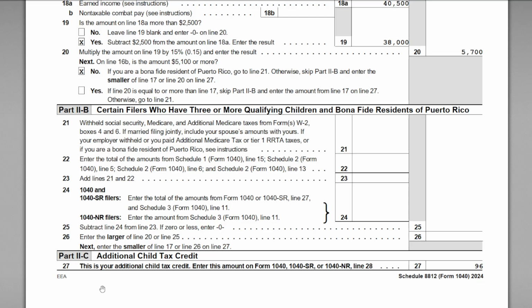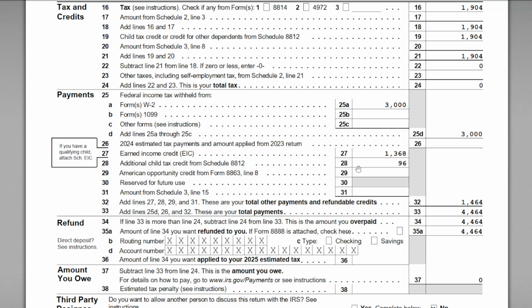All right. So part 2C, the ACTC, this is your additional child tax credit. Enter this amount on the 1040 line 28. So our $96, we go back to page 2. And on line 28, you can see there we have our additional child tax credit from 8812, $96. So these credit amounts down here are increasing the refund for Jane. All right. You can also see that she has the earned income credit there. Not covering it in this video. I've got separate videos on that. I'll put all those links below. But these amounts are increasing her credit.